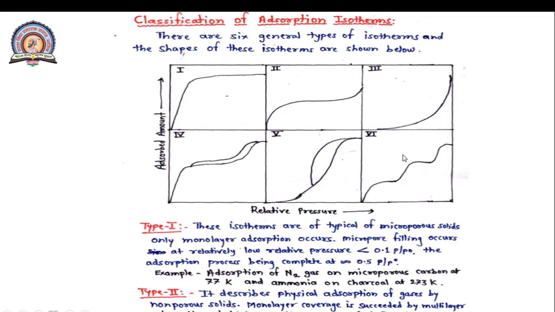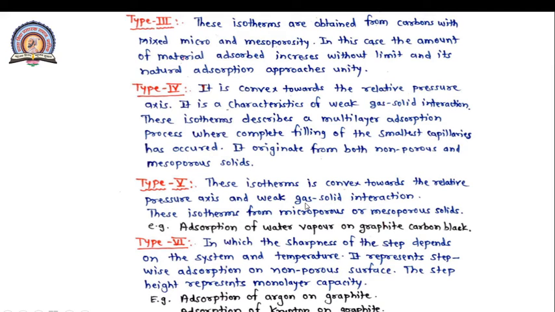Then last, type 6, in which the sharpness of the step depends on the system and temperature. It represents stepwise adsorption on a non-porous surface. The step height represents monolayer capacity. For example, adsorption of argon on graphite and adsorption of krypton on graphite.